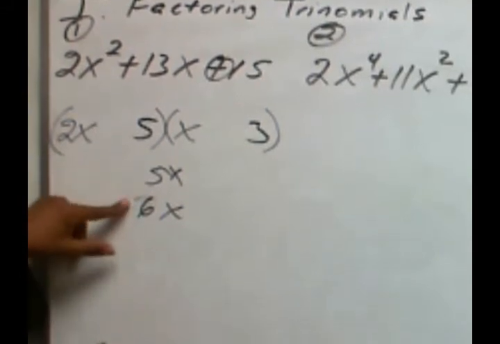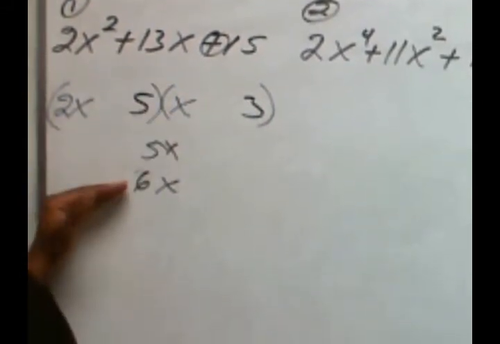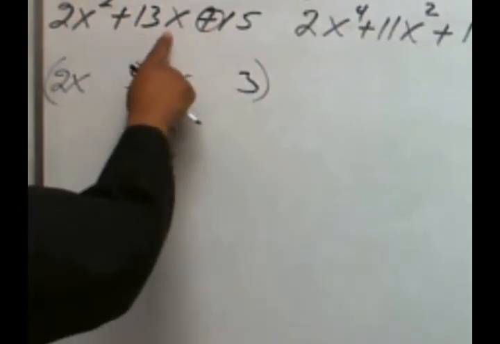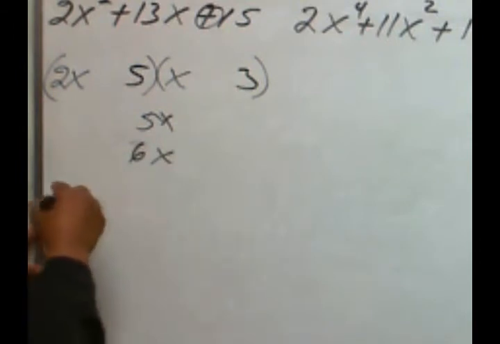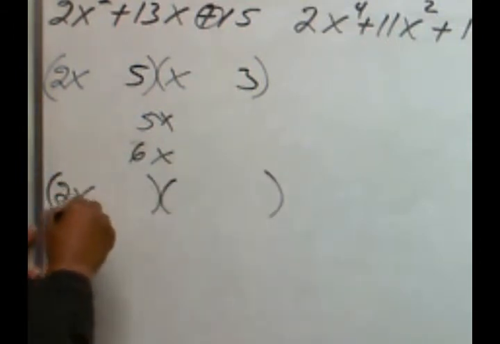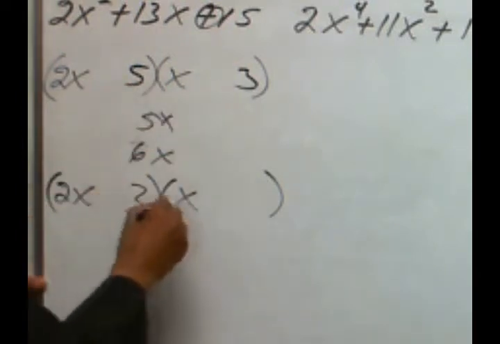So can these two signs be the same and get a 13x? And the answer is no. These signs cannot be the same, according to this sign right here, and give us a 13x. So I'm going to try this again. 2x times x again, but instead of 5 times 3, I'm going to try 3 times 5.